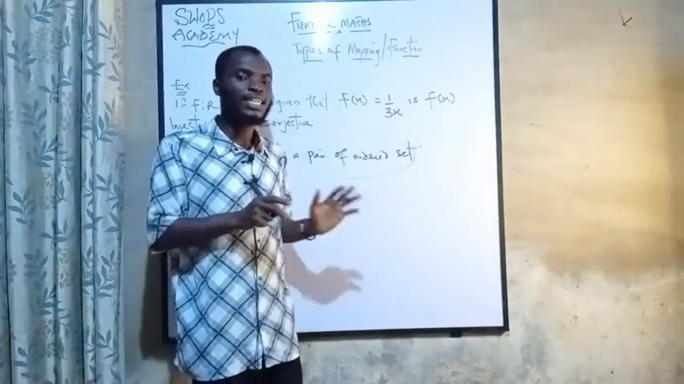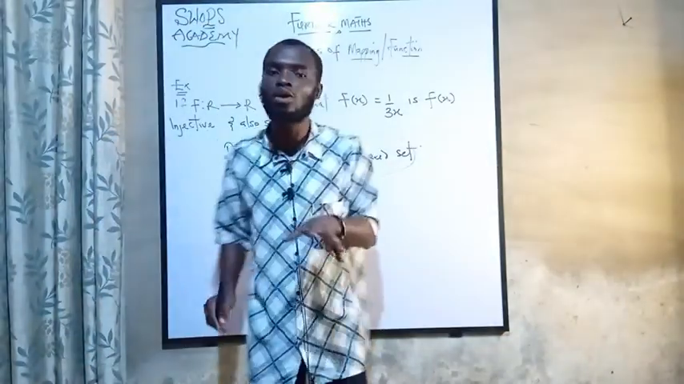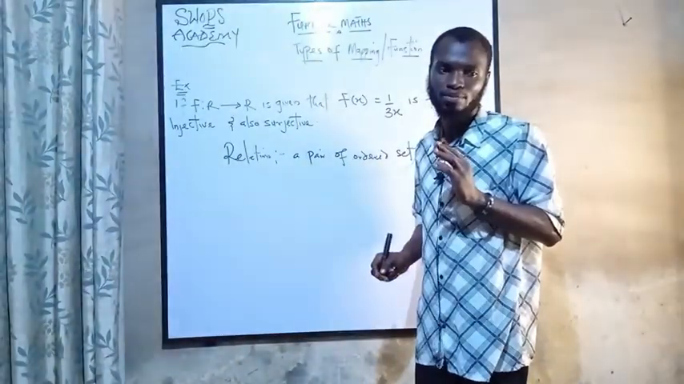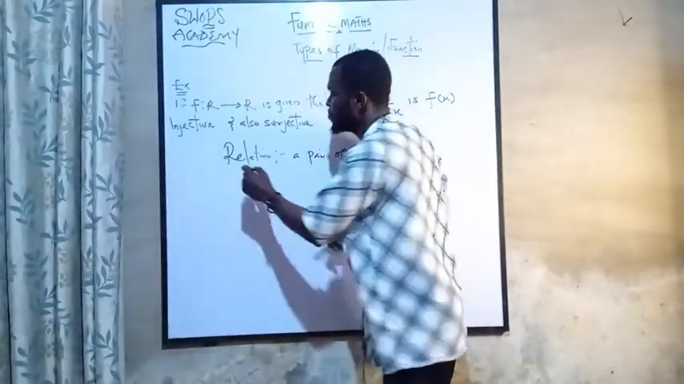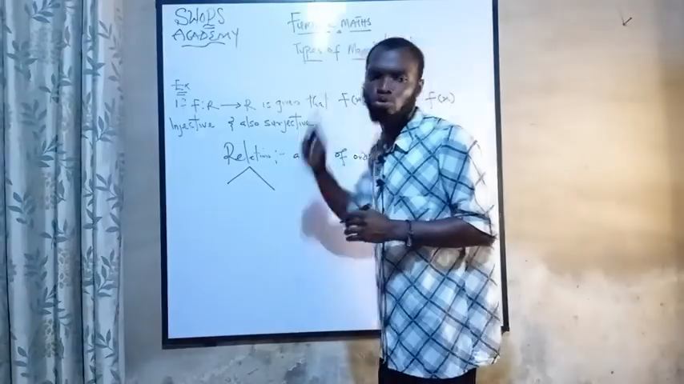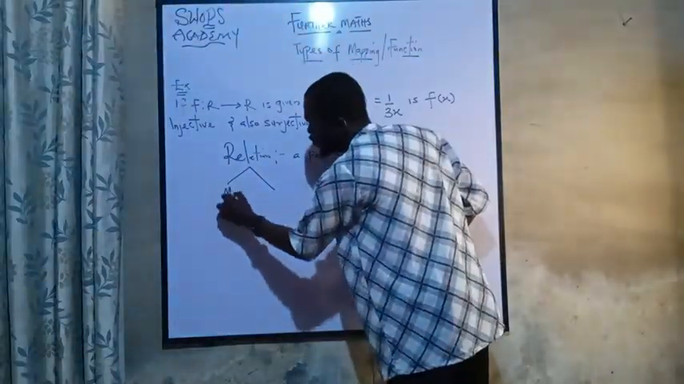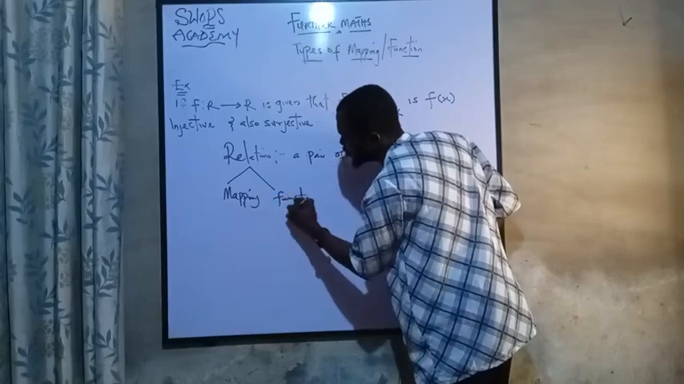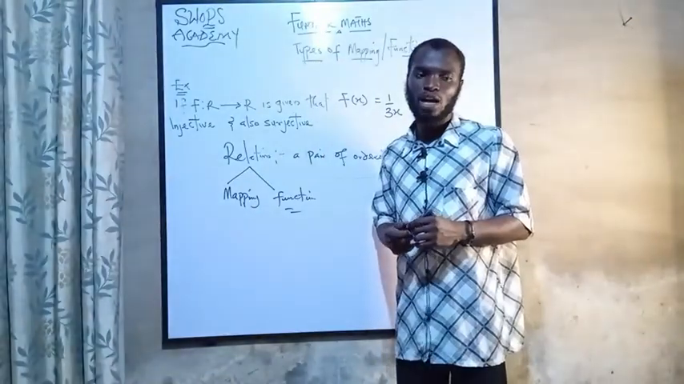Hope you've gotten that. Now, let's bring it back to the class here. When we say pair of ordered sets, what and what are they pairing with one another? Note that this relation gives birth to two offspring, which are mapping and function. It gives birth to mapping and function.